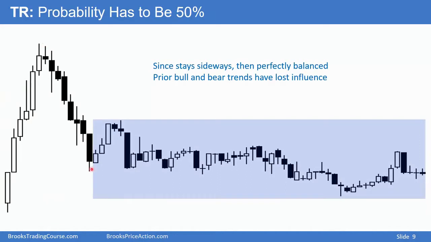Big up, big down, big confusion usually results in a trading range. And once a pullback grows to 20, 30, 40, 50, 60 bars, it's becoming increasingly balanced. And the prior bull and bear trend, in this particular case, there's a bull trend and a bear trend. At this point, they're so far to the left that they've lost influence. And the market is a 50-50 market, 50% chance bull breakout, 50% chance bear breakout.